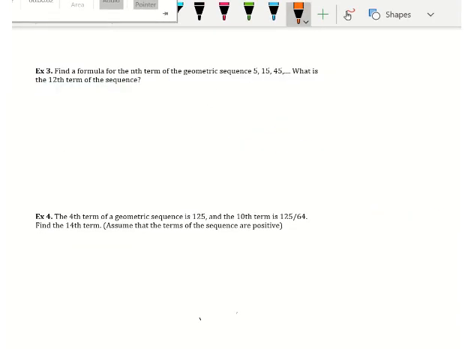All right, so next we're going to do example number 3. It says, find a formula for the nth term of a sequence of 5, 15, 45. So first thing we're going to do is find the common ratio and the first term. So my first term is 5, and then for the common ratio, what do I need to multiply 5 by to get 15? 3. And if I multiply 15 by 3, do I get 45? Yes. So that works. The common ratio is 3.